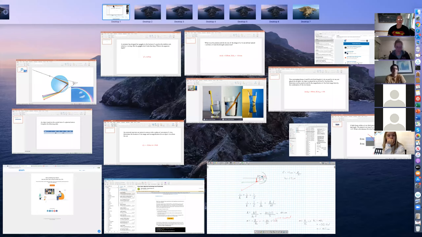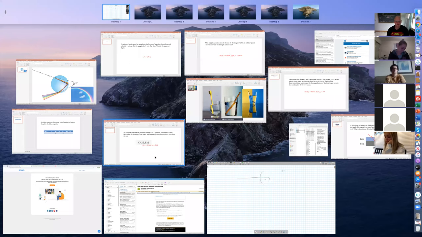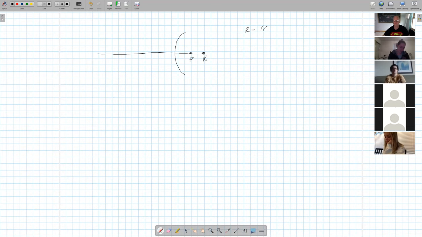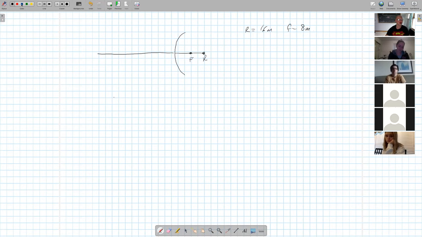Okay, so let's draw that one. So in this case now we have a convex mirror. So this guy is now in this direction. So this is now our principal axis. Now remember for this guy, the focal point is on the opposite side, which means that if this is the radius of curvature, this is the location of the focal point. Here we're told that the radius of curvature was equal to 16 meters. So that means that the focal length is equal to 8 meters. Now, we're going to place an object 10 meters in front of this guy. So if this is 8 meters, then 10 would be something like here. So this is about 10 meters. So this is our object location. Good.